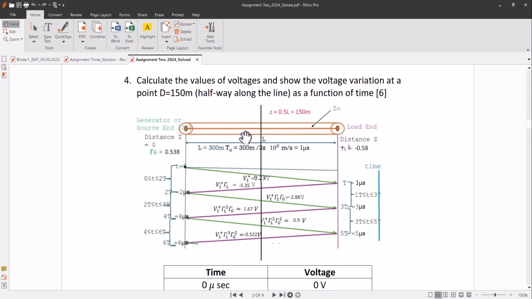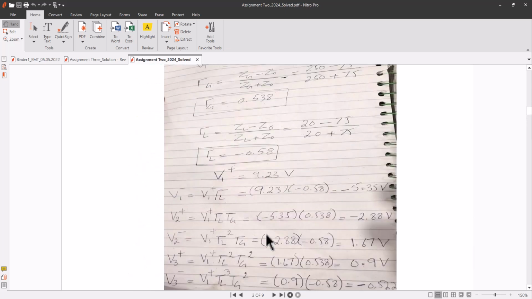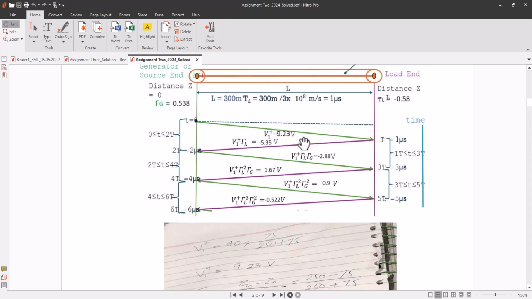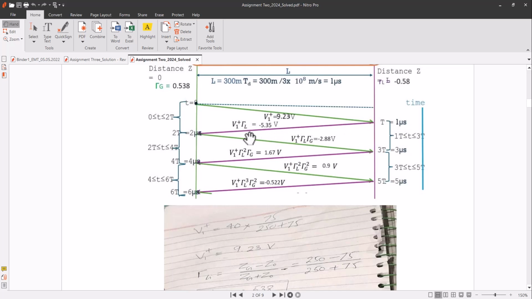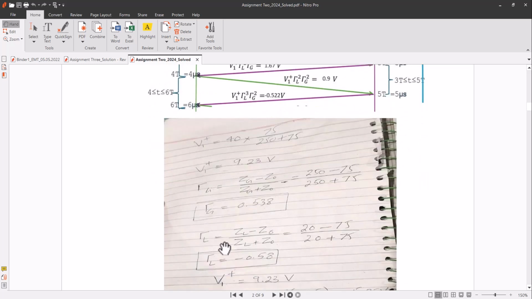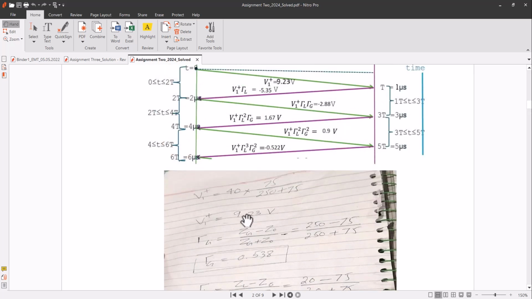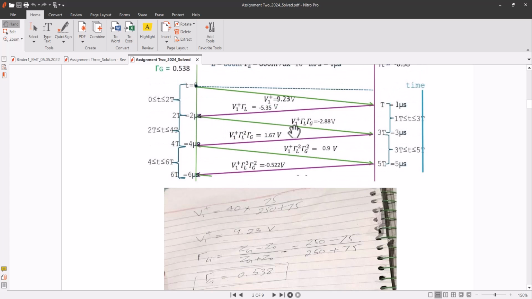150 meter is here, and one important concept is, again you can see that there is some like this. Here at 0 we have 0 volt, but at this point we have V1 plus, and then we have V1 plus tau L. Like you can see here that V1 minus is V1 plus into tau L, and then V2 plus, which is this one multiplied by this, right?